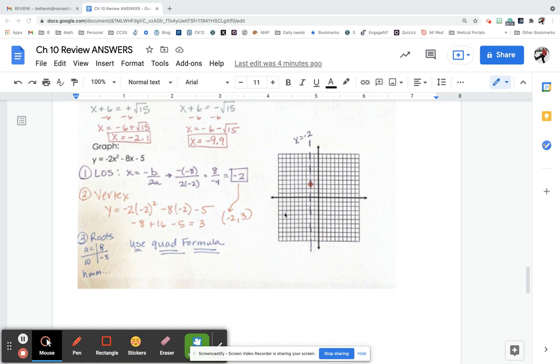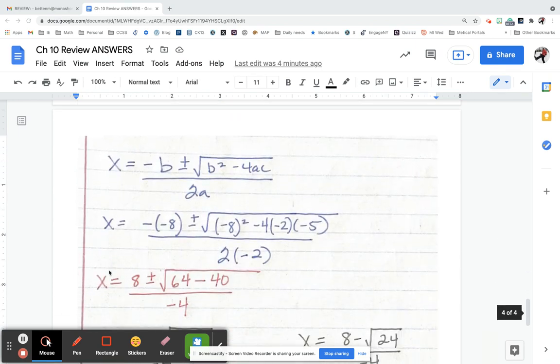I apologize, I forgot to graph right here. That's crazy, I don't know what I was doing. But I found my line of symmetry. I found my vertex. I decided to use the quadratic formula because I could not factor.